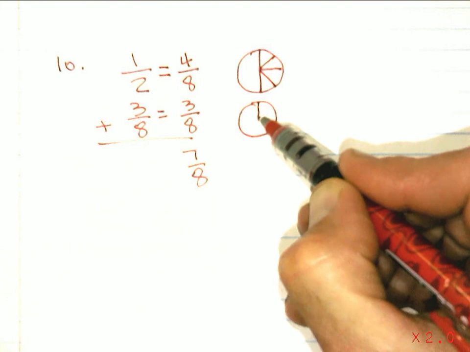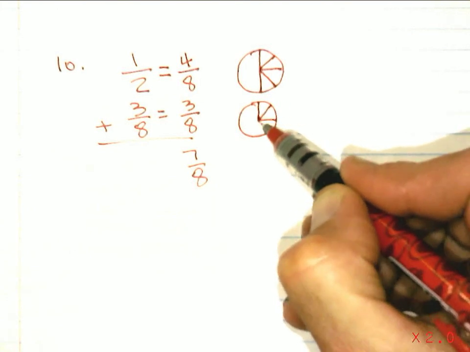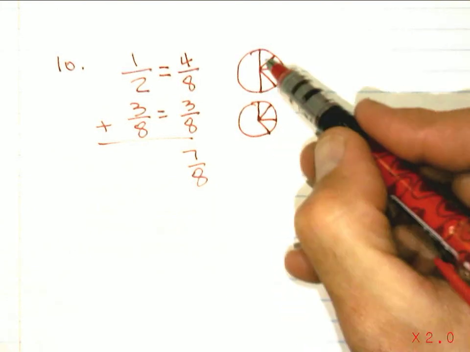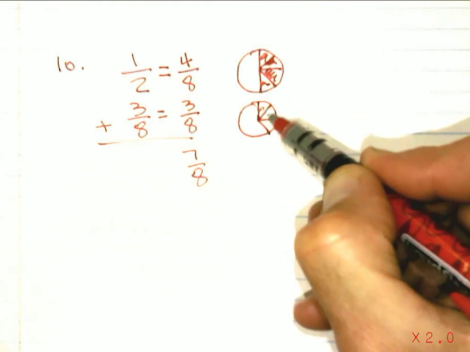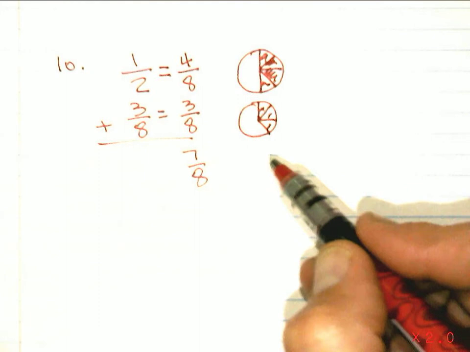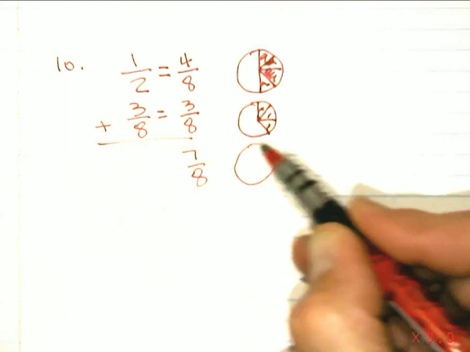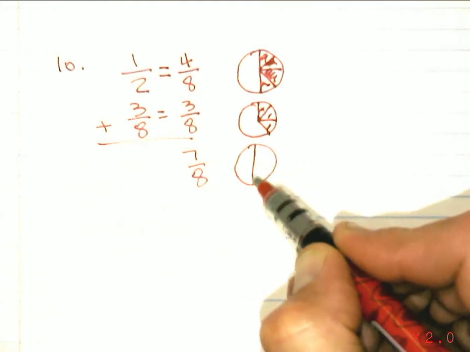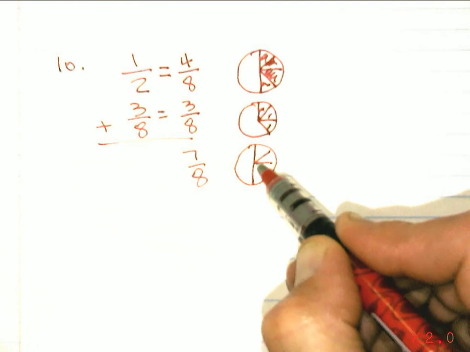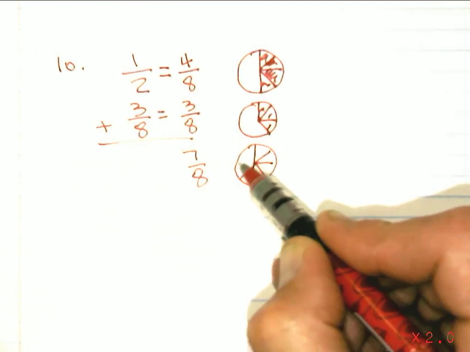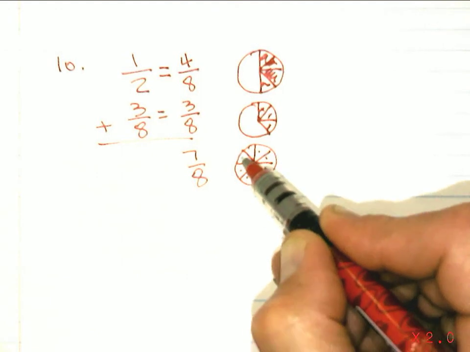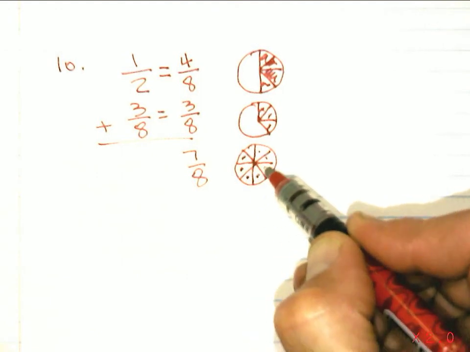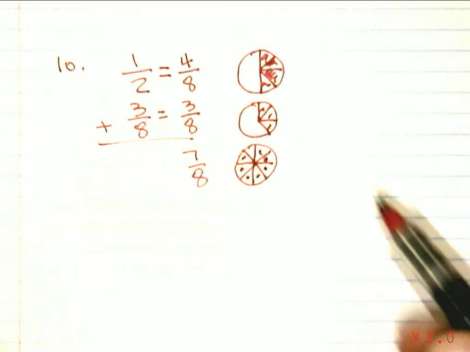So if I go 1, 2, 3/8, so we have 4/8, which is the same as a half, and we have 3/8. And then we put them together, and the total is 7/8 of the entire circle. We're using all 7 of the 8 pieces, just to give you a little bit more of a visual representation of what I did.